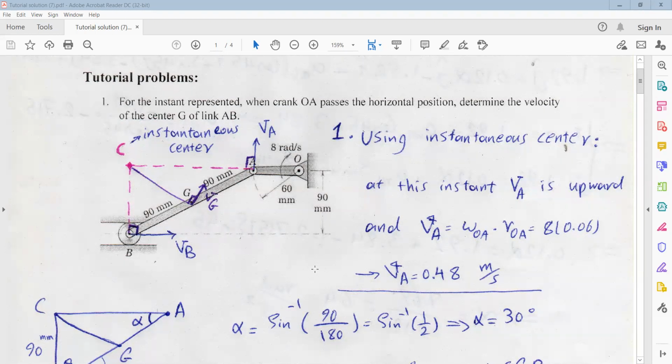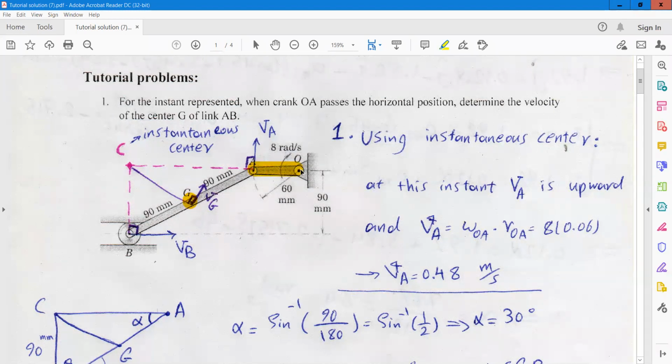Okay. So we start the first problem. For the instant represented, when crank OA, this link, passes the horizontal position exactly at this position, determine the velocity of the center G of link AB. Here, this is the center of the link AB. We have the angular velocity for this link OA, which is 8 radian per second.